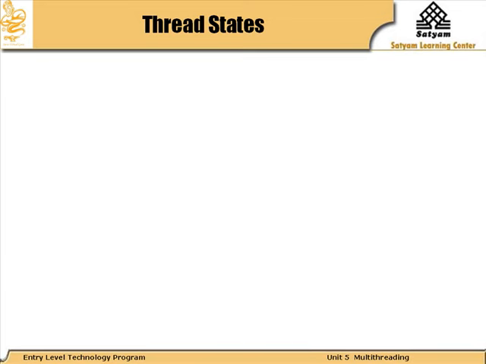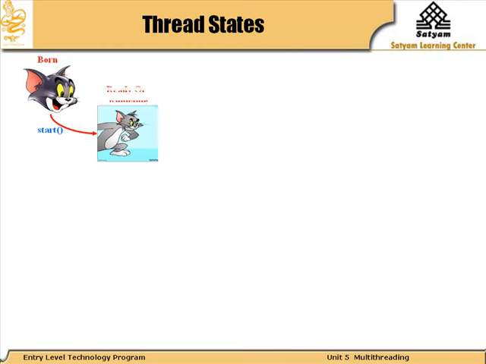Let's look at the thread states once again, along with their method calls. Here I am creating a thread object, TomThread. The thread object is now created. Let's call the start method on TomThread. This gets Tom to a ready state, looking for Jerry. Now let's give some CPU time to TomThread. There he goes.